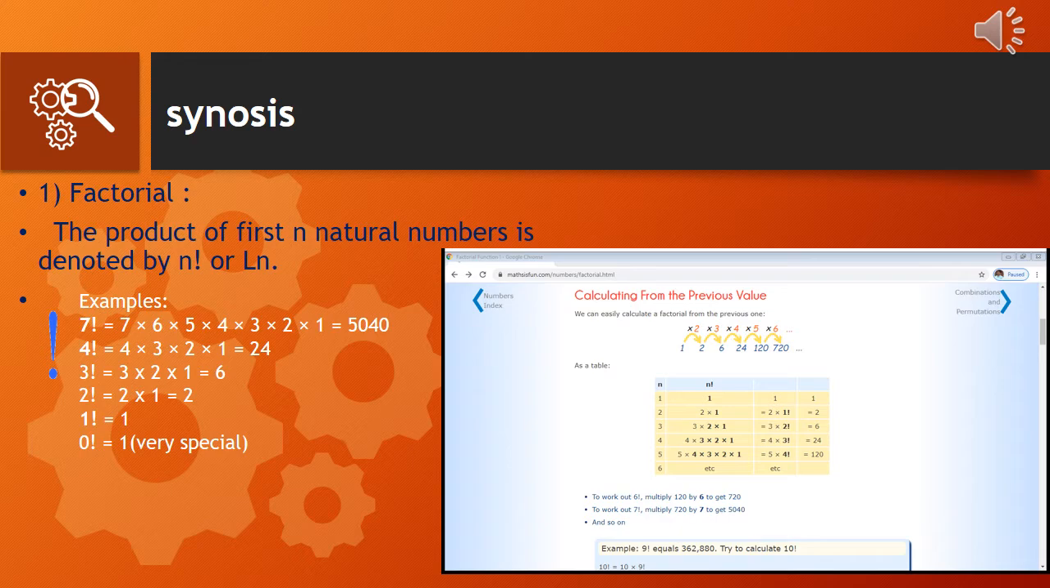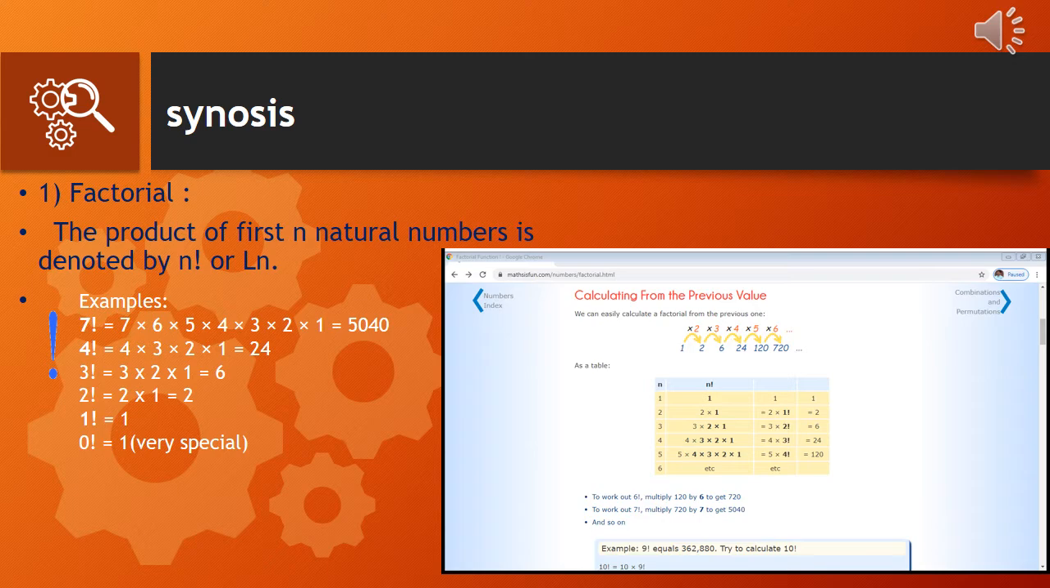Let's see some examples of this factorial. What I told you earlier: product of first n natural numbers. What are the first n natural numbers? 1, 2, 3, 4 and so on, n. In that way, if you see the factorial of the number 5, natural numbers up to 5 are 1, 2, 3, 4, 5. 5 factorial can be defined as 5 into 4 into 3 into 2 into 1.